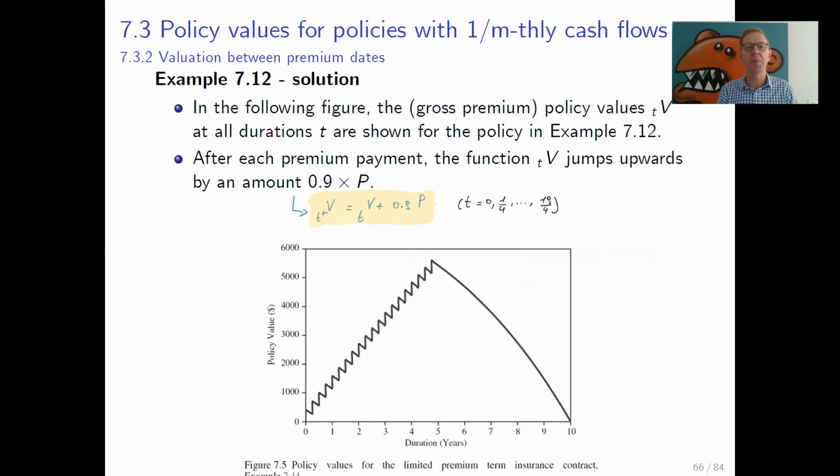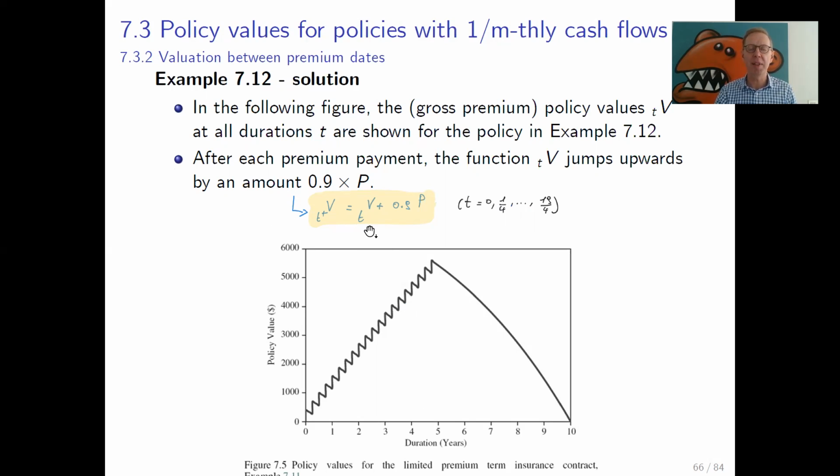With this example, let us have a look at the evolution of the policy value over time in example 7.5. In the following figure, the gross premium policy values V_t at all durations are shown for the policy that we have just considered in example 7.5. Remember that there were only premium payments until time 5, and also notice that after each premium payment, the function V_t jumps upwards by an amount of 0.9p.